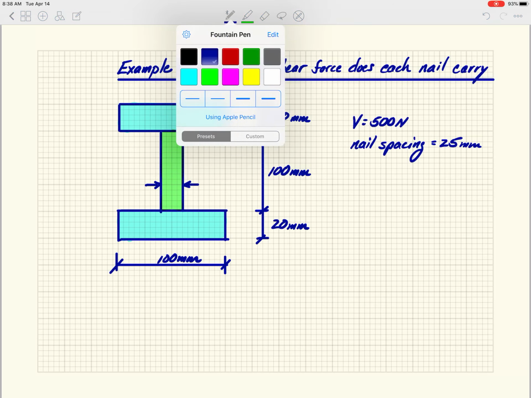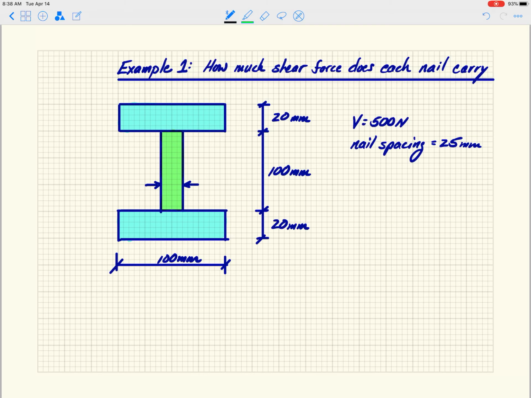And then we're connecting these by driving a nail from the ends into the web, just like that. All right. So that's our structure. And the big question here is, how many nails do you need to use? Or how do we calculate how much force each particular nail has to take?